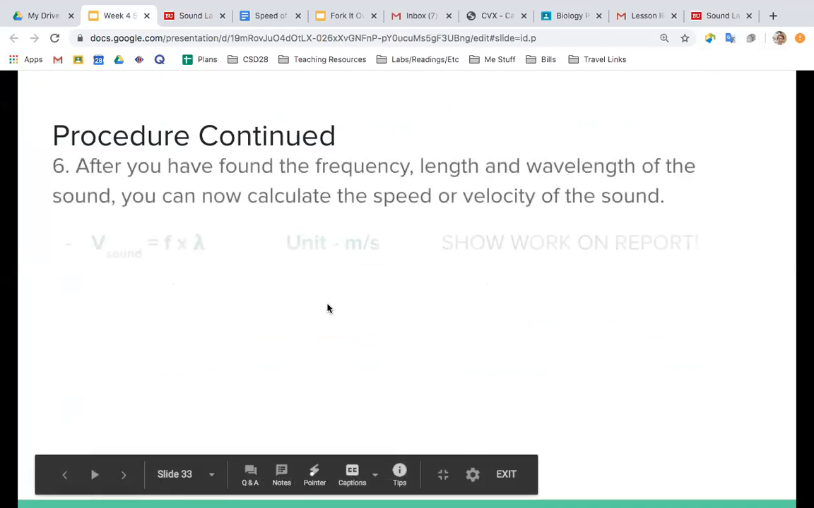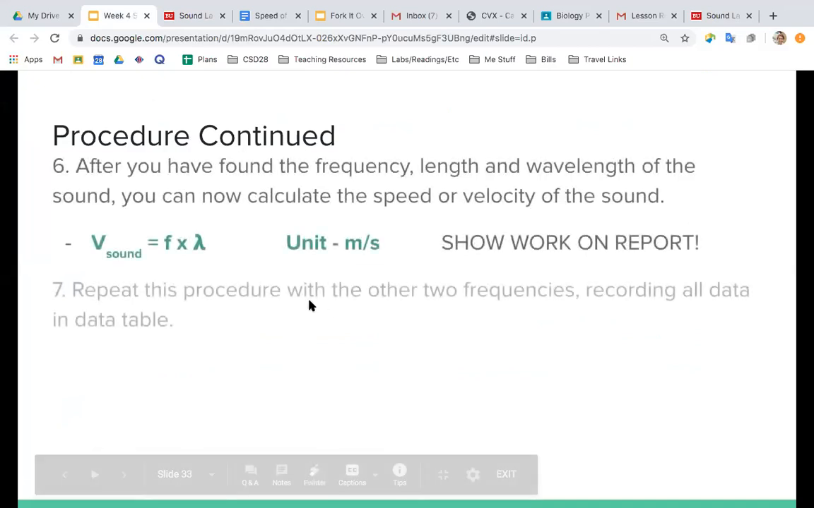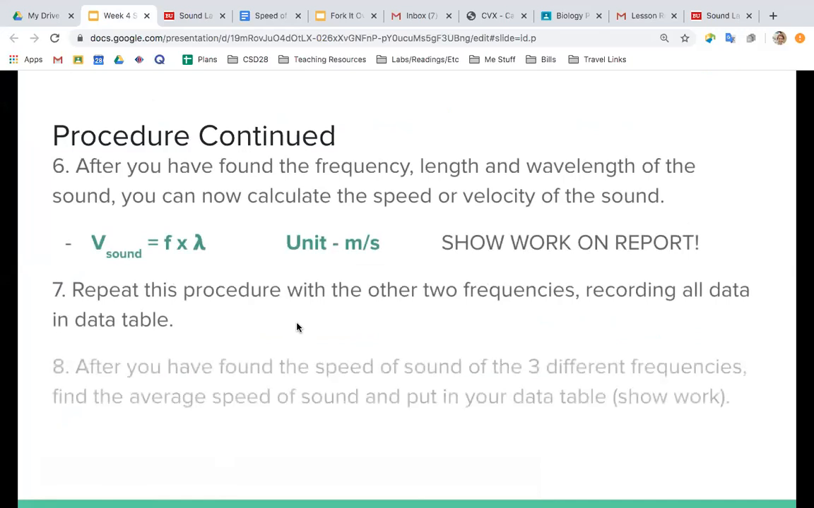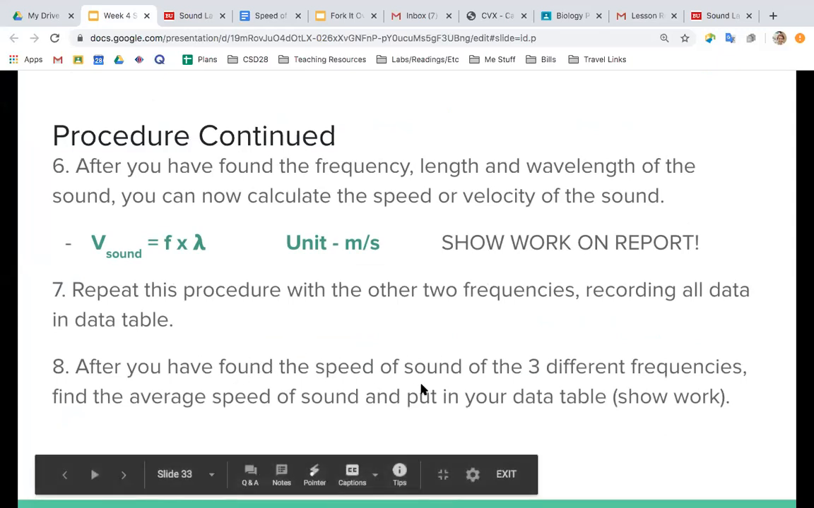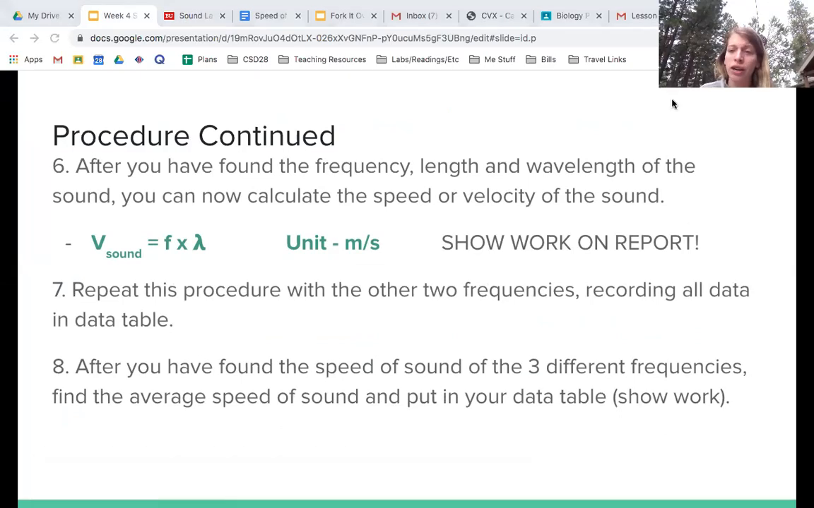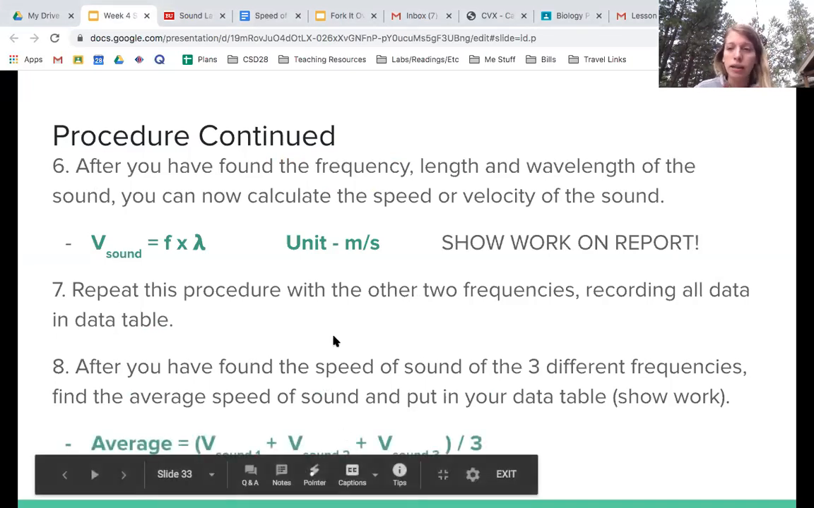The last few things you're going to do: you're going to go through, calculate that, find the other two frequencies, record all of that data, and then after you've found your 3 speeds of sound, you're going to find the average speed of sound. Now, most likely what's going to happen is because we're doing this on a computer simulation, you're actually going to get really close values. So your average should be a pretty good average, and it's going to be pretty close to the known speed of sound. So that's the basic procedure.